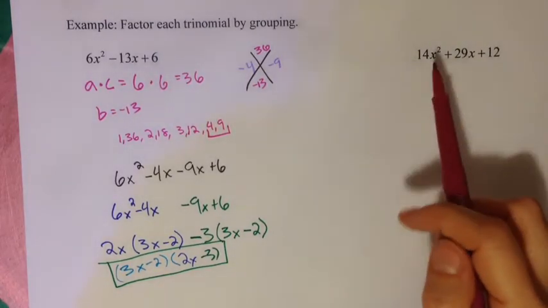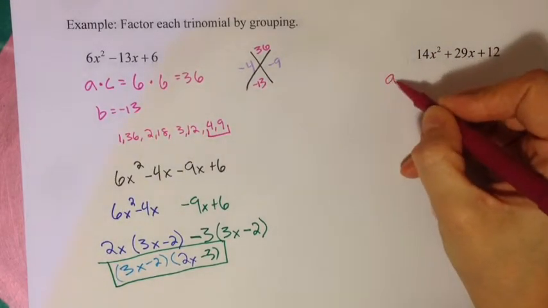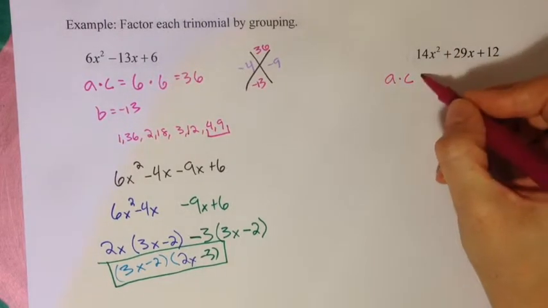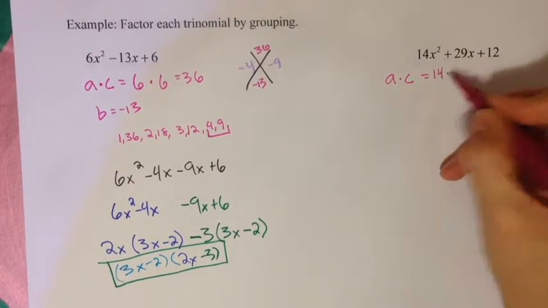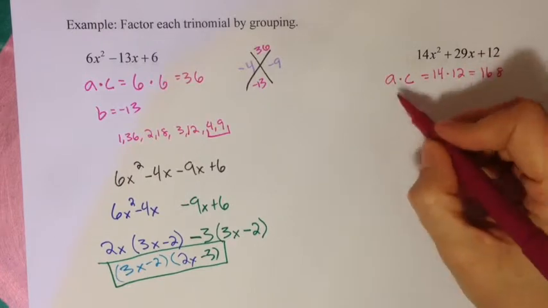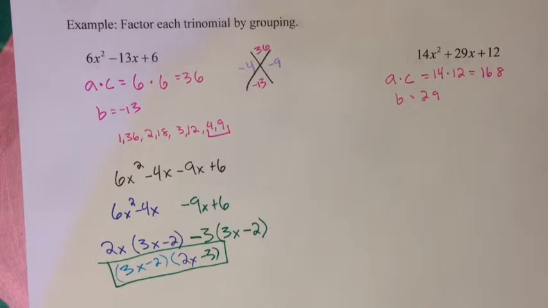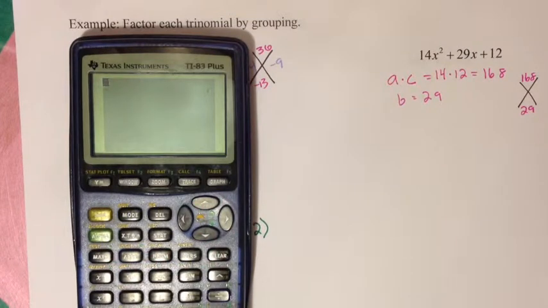My second example is 14x squared plus 29x plus 12. So I start with my same method as before, trying to figure out what is a times c. In this case, my a is 14 and my c is 12. 14 times 12 is 168. My b is positive 29. So over here in my little diagram, I'm looking for two things that multiply together to be 168, but add together to be positive 29. Now, I don't know the factors of 168 off the top of my head, and I certainly can't come up with two that add up to 29 without really thinking about it.